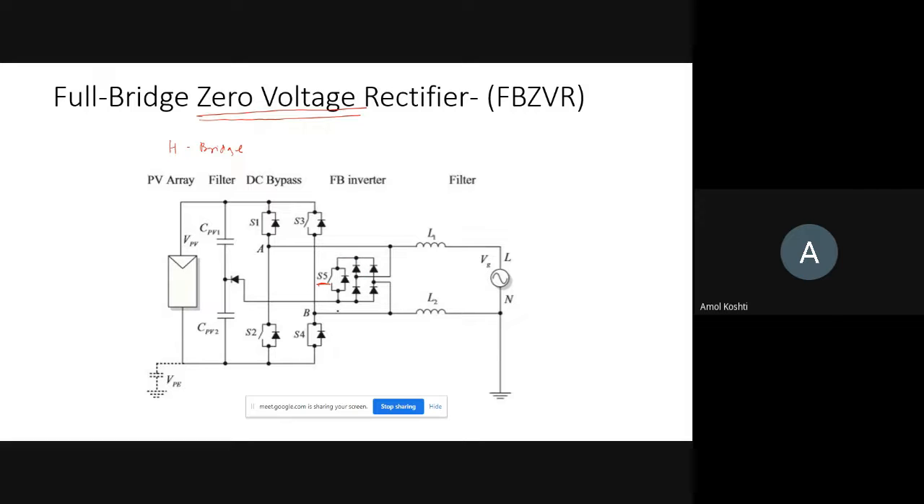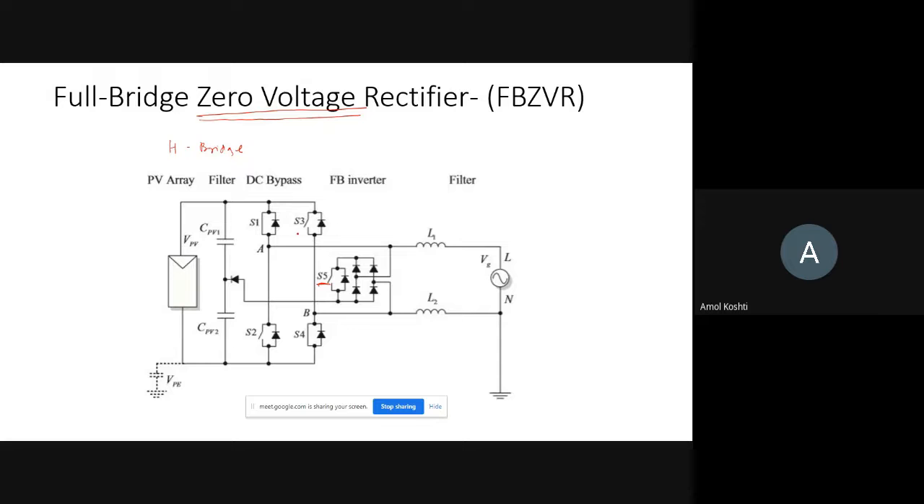So why have they added this? Because they have to produce a zero level output at the end of this inverter. To produce a zero level, adding only a single switch would also be enough, but they are using this diode rectifier here. That is the reason it is named a full bridge zero voltage rectifier. How it is produced, we'll understand in the switching.